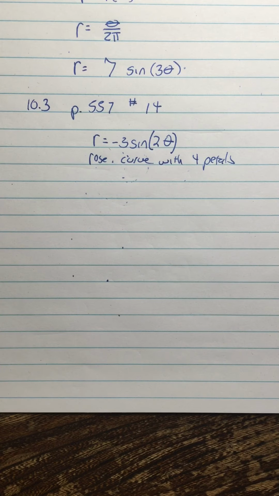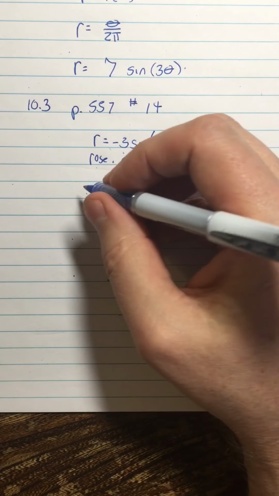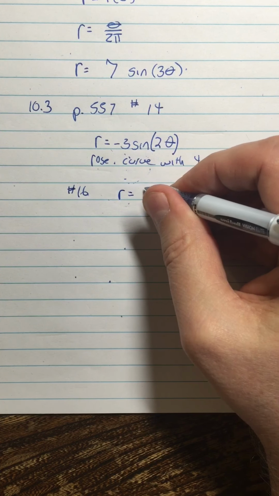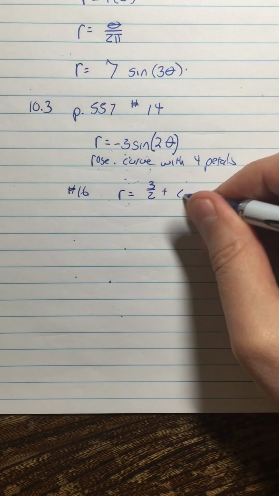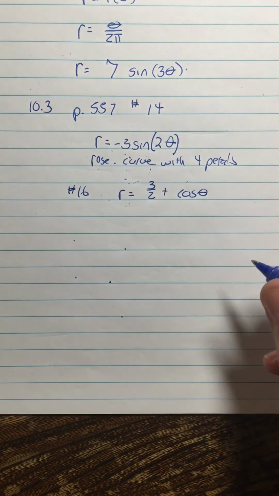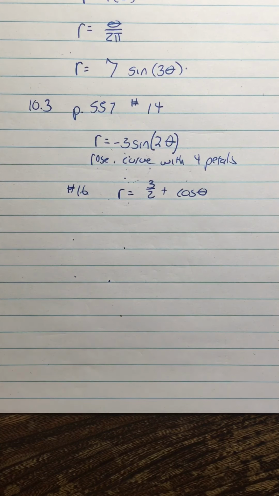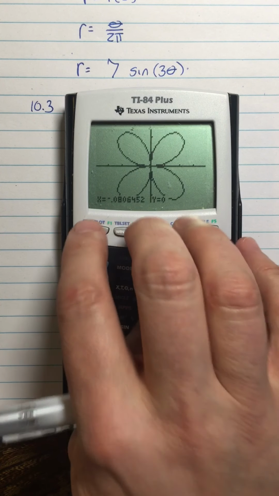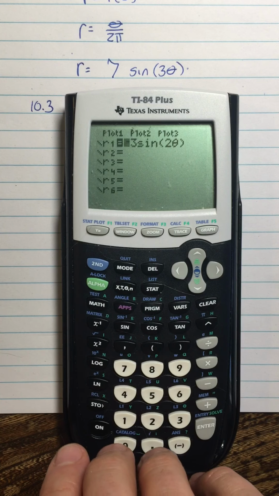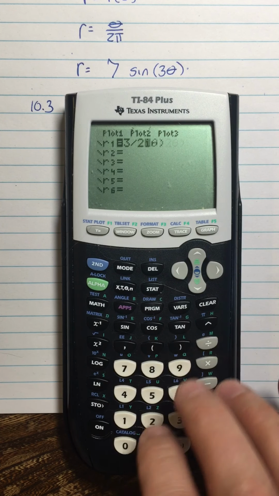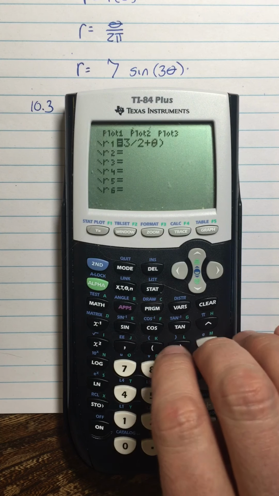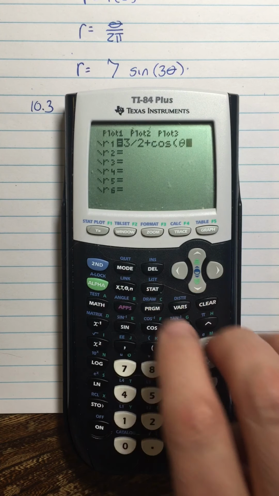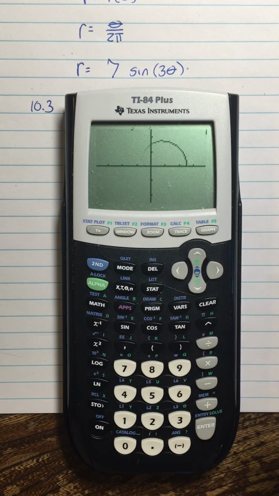All right, let's see what number 16 is. Number 16 says r equals 3/2 plus cosine theta. I also hate writing fractions diagonally, so write them vertically. Come on. All right, let's see what this one looks like. 3/2 plus cosine theta. And of course, you're always encouraged to experiment around and come up with your own functions. That's one of the really fun things you can do with math: let's just make up something and put it in there. Who knows what? Cosine theta, close parentheses, let's graph it.